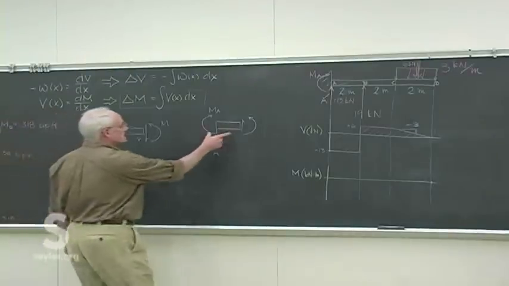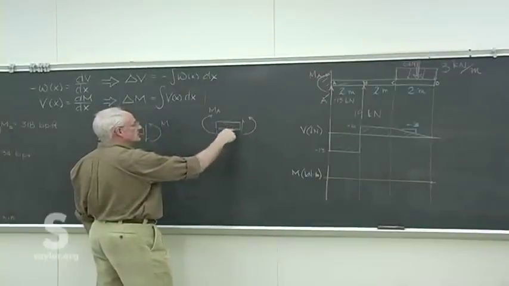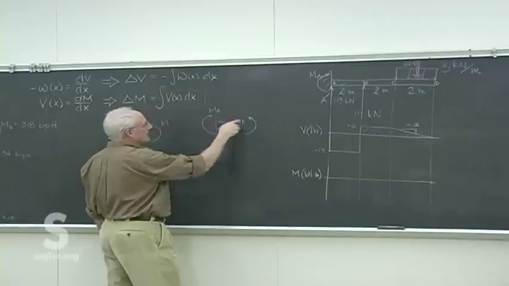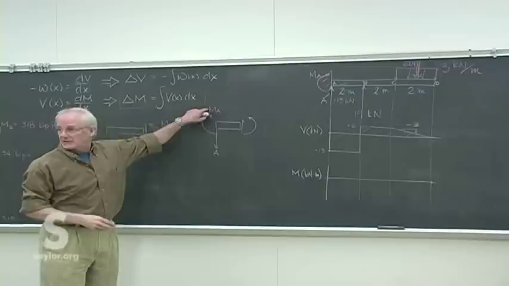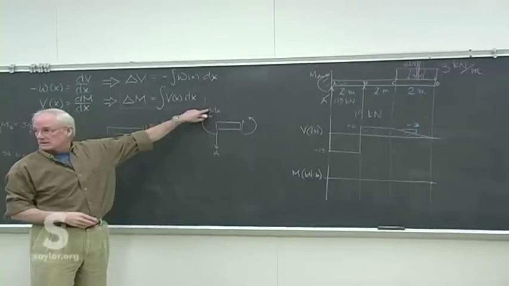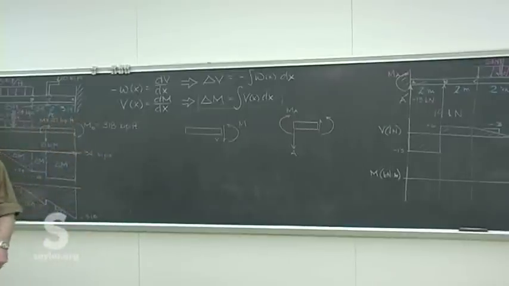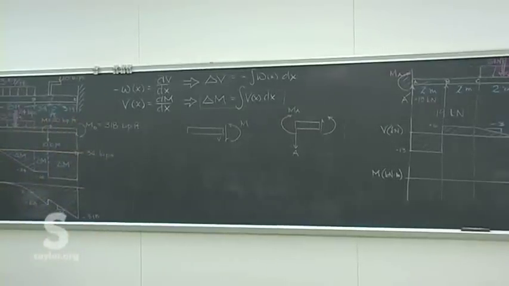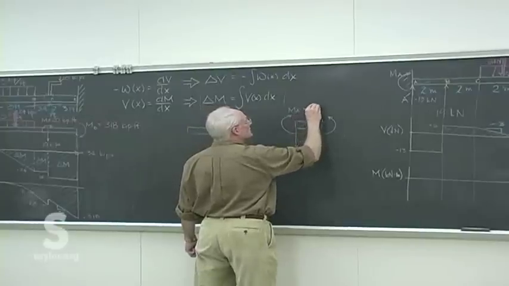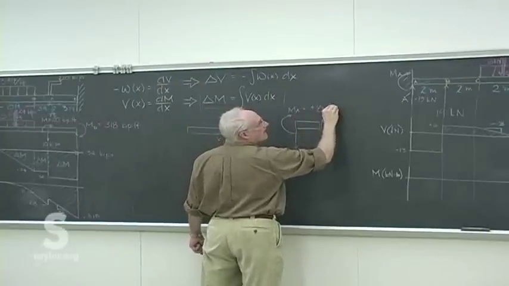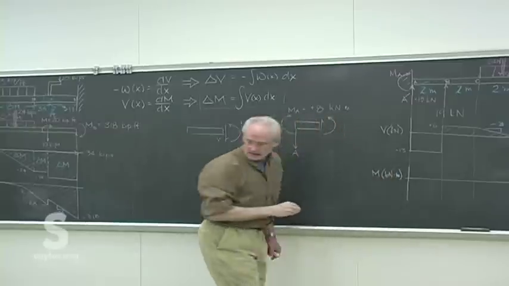And so when X is zero, we're right at the starting point. There's no moment due to the shear. We know that we start at MA, and it must be in the positive direction. Does anybody have the magnitude for this? Got 9.7. 9.7? Not quite what I got. 8 is what I have, and that's in that proper direction. So we actually start at 8.